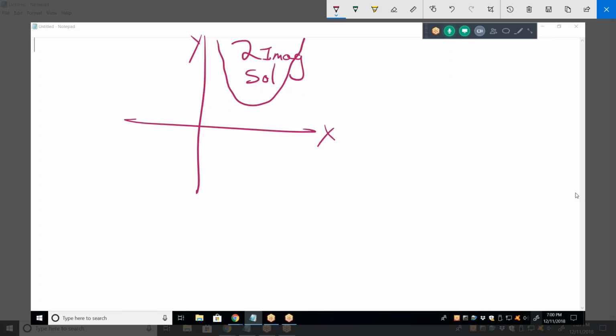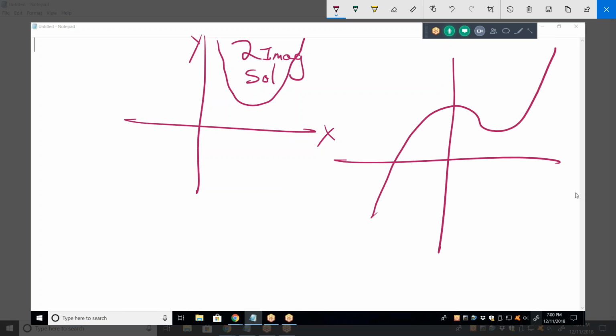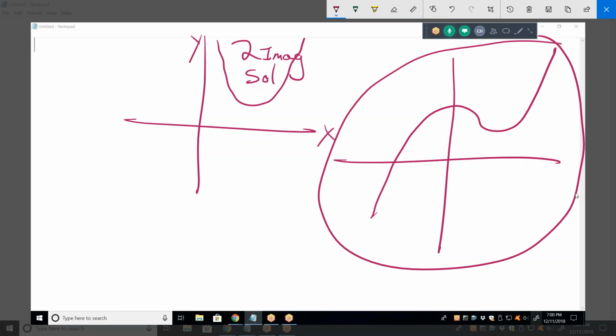So if you had a cubic like this, cubics have three solutions. What kind of solutions does this cubic have? How many real, how many imaginary? It has one real and two imaginary. Exactly. And you can see that because there's the real, and we know there's going to be two imaginaries because it's a cubic.